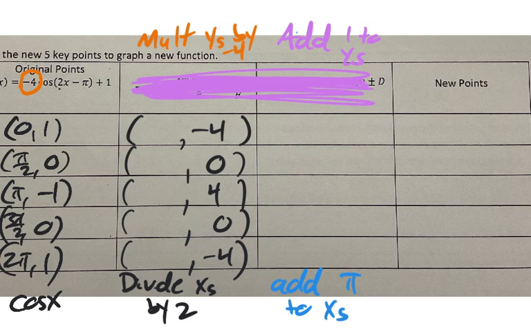Now, divide the x's by 2. So, what's 0 divided by 2? I got 0 pieces of pizza. I'm going to divide them evenly among 2 people. How many slices of pizza does everyone get? 0. 0 divided by 2 is 0. What's pi over 2 divided by 2? Pi over 4. Half of half. What's half of pi? What's half of 3 pi over 2? 3 pi over 4. What's half of 2 pi?